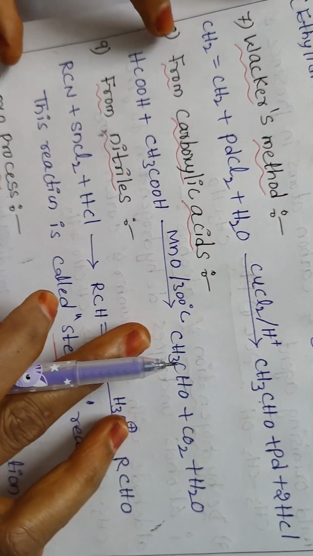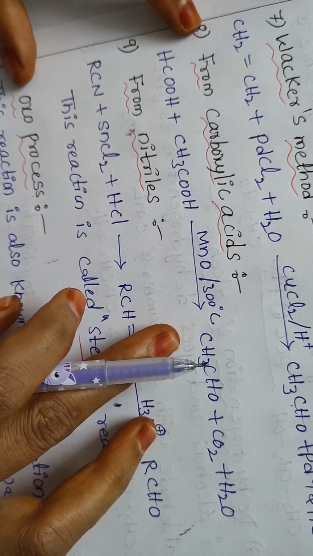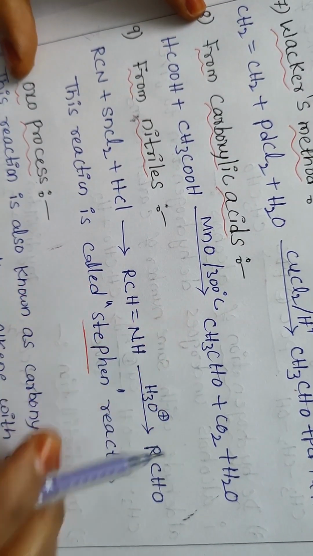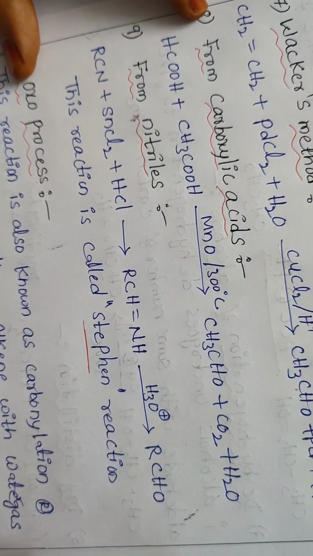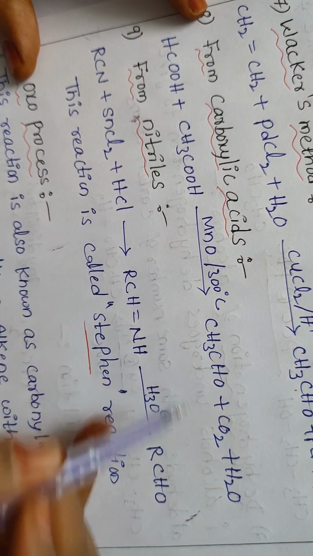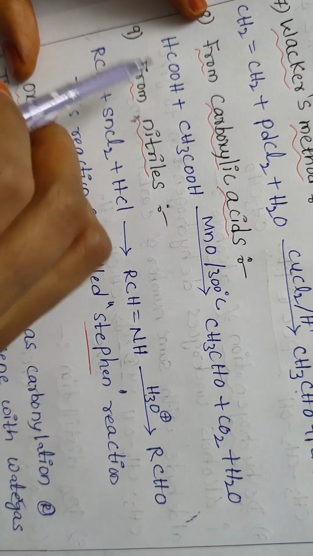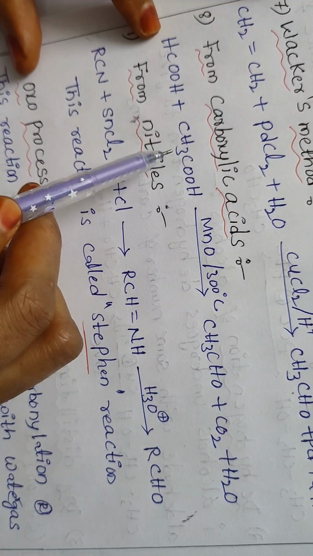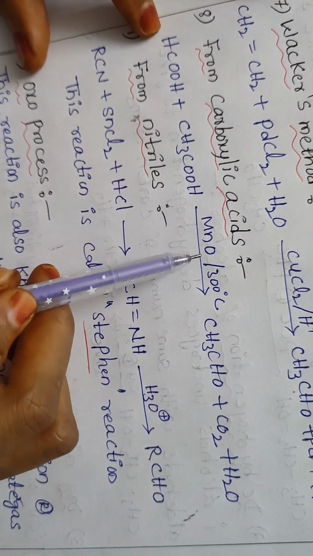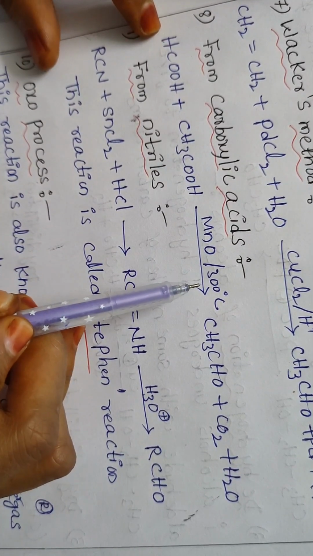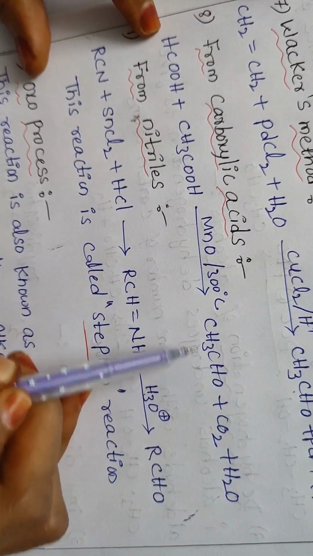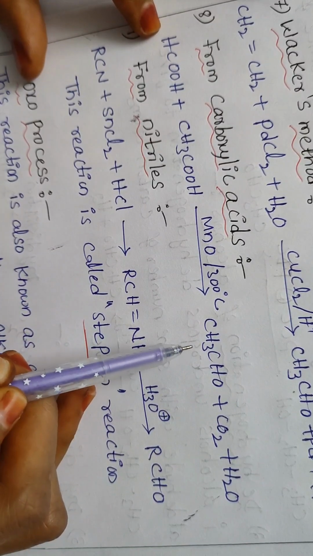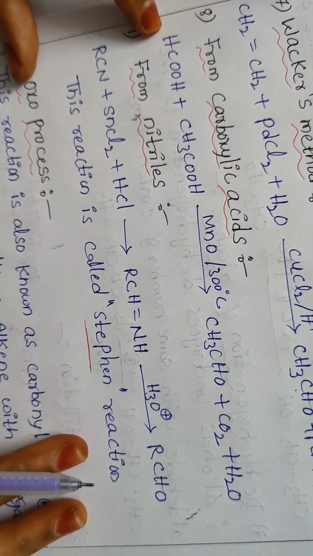Next preparation, from carboxylic acids. From carboxylic acids we get acetaldehyde. Formic acid and acetic acid react in the presence of manganese oxide at 300 degrees centigrade to form acetaldehyde, and carbon dioxide and water also.